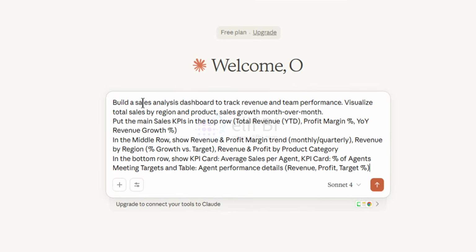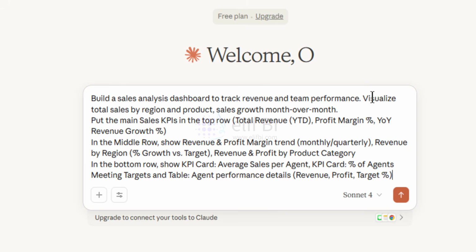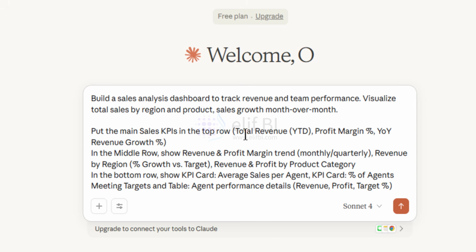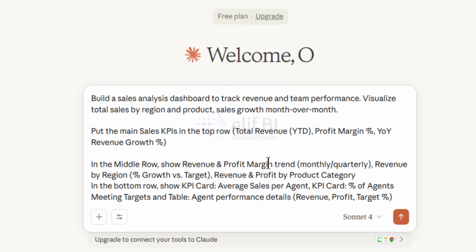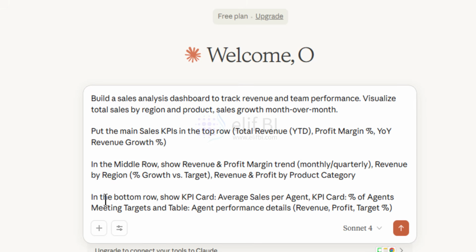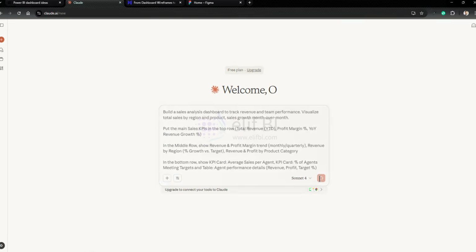Here I'm saying build a sales analysis dashboard to track revenue and team performance, visualize total sales by region and product, sales growth month over month. Put the main sales KPIs in the top row, the total revenue and the profit margin, year-on-year growth. In the middle row, show revenue and profit margin trend, revenue by region, revenue and profit by product category. In the bottom row, show KPI card and percentage of agents meeting targets, and the table. All of this, and let's press enter and let's see what happens.